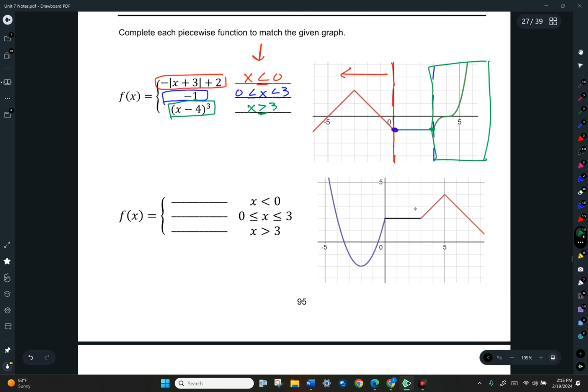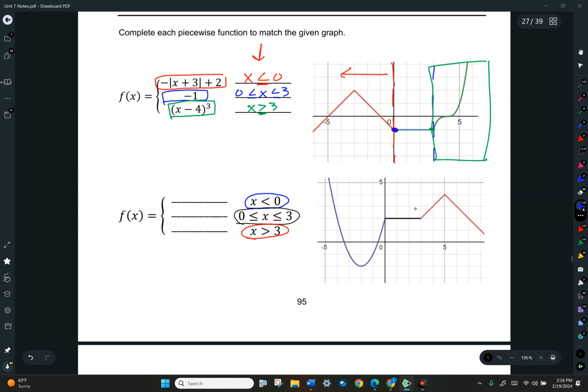So on this one, I have 3 pieces. And again, I've got this parabola when x is to the left of 0, right? The parabola. And then in the middle there, when it's between 0 and 3, between 0 and 3. That's where I have that piece of a horizontal line. And then from 3 on out to the right, so when x is greater than 3, that's when I have that upside down absolute value graph. Okay, so let's look at the first piece.